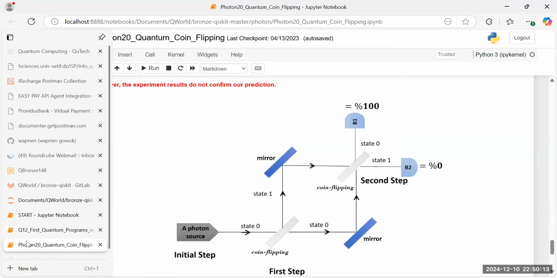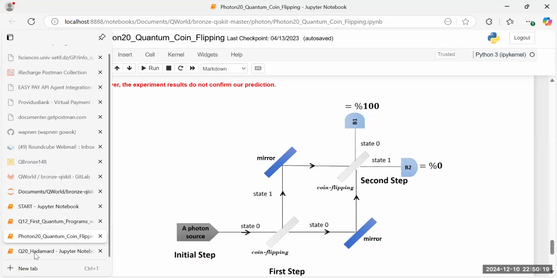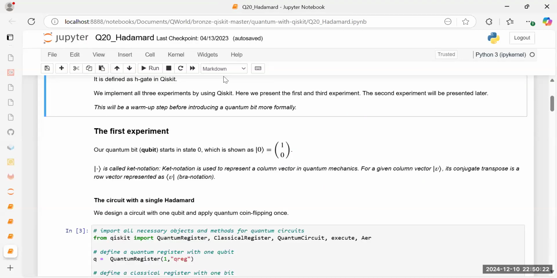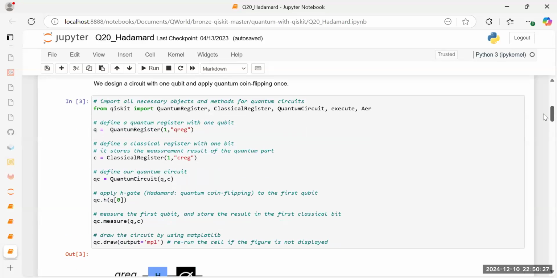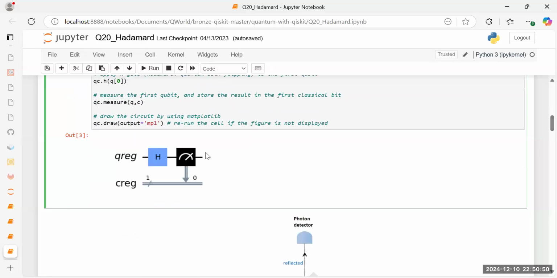Okay. So I'm just going to go back to the Hadamard operator that we were just looking at. Here, we now have a circuit with a single qubit, a single bit, and we want to apply an operator. But in this case, we want to apply the Hadamard operator or the H gate instead of the X gate. And that's the circuit you see here. So we have the H gate instead.